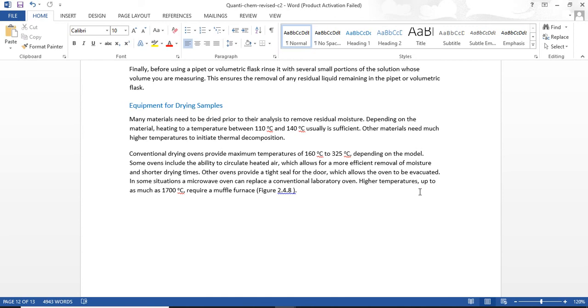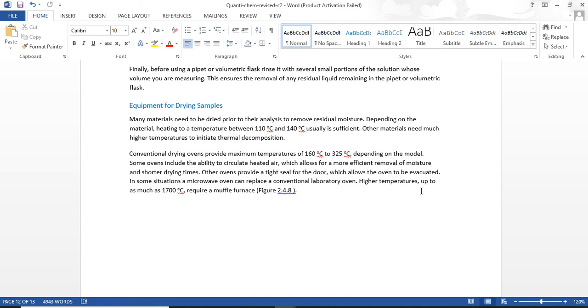Okay, conventional drying ovens provide the maximum temperature around 160 degrees Celsius to 325 degrees Celsius depending sa mga model, or kung ano man ang latest subong. Some ovens include the ability to circulate heated air which allows for more efficient removal of your moisture. Kaya nga man, aside sa ginapa-dry up mo siya, ang moisture is makita mo sa environment. Okay, para hindi magbalik ang imo moisture sa imo nga sample. I-eliminate ka man na aside sa ginapa-dry mo ang imo nga sample. And shorter your drying time.